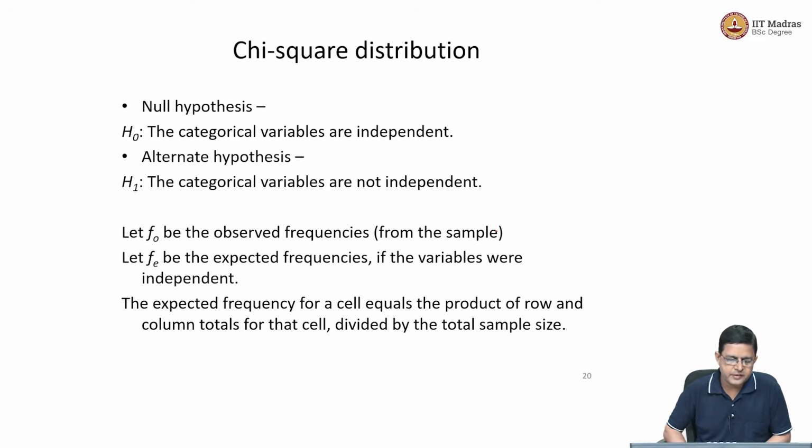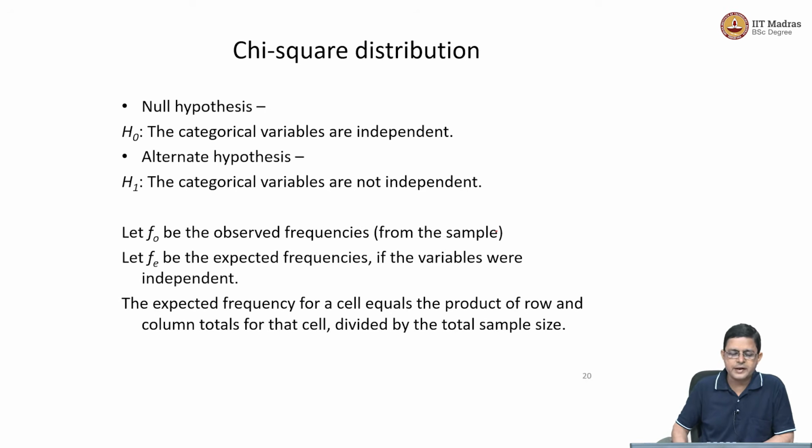So, what is the hypothesis? The hypothesis is that the categorical variables are independent. It is always the no effect null hypothesis. The null hypothesis is that these two categorical variables, the brand preference and the cities, are independent. Alternate hypothesis is that no, they are not independent, they may be dependent.